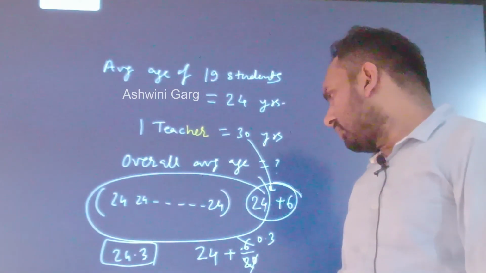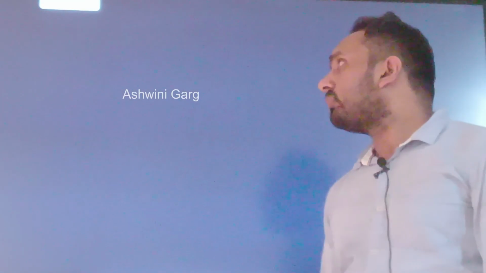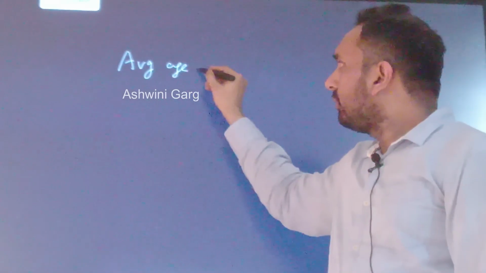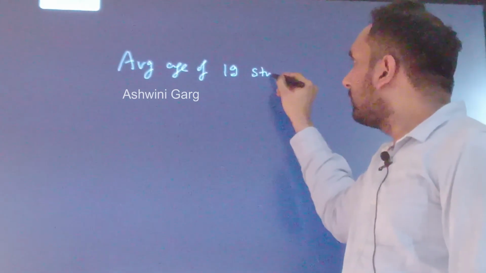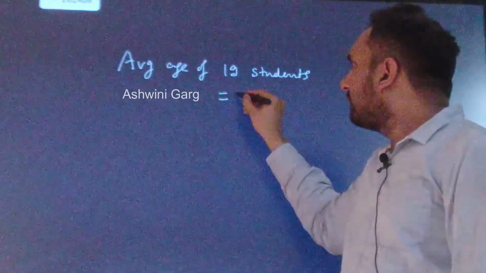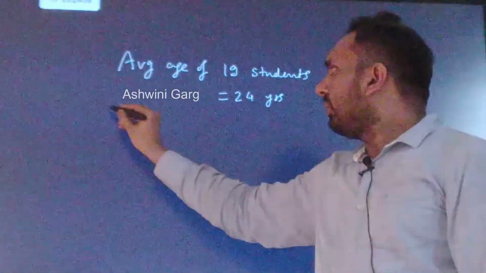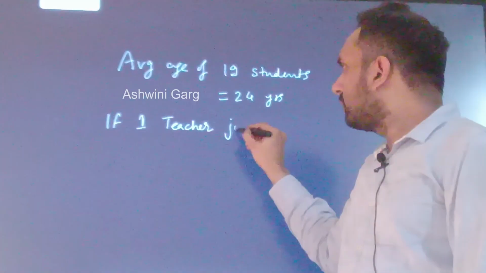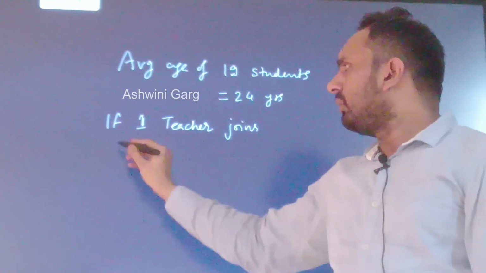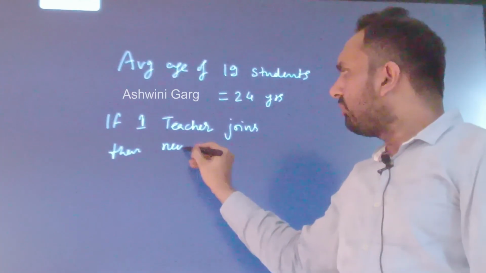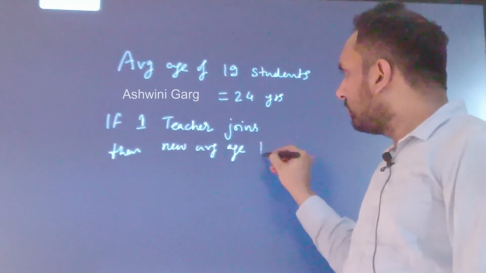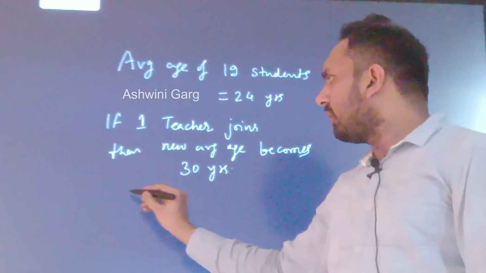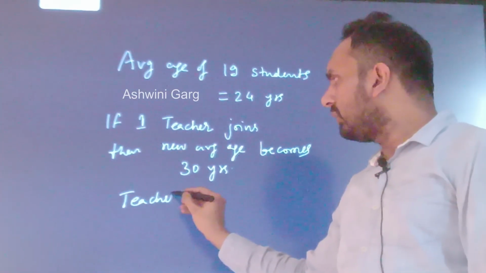So just extending this concept to one more question. Let's say I have the average age of 19 students as 24 years, if one teacher joins, then the new average age becomes 30 years. What should be the age of the teacher?